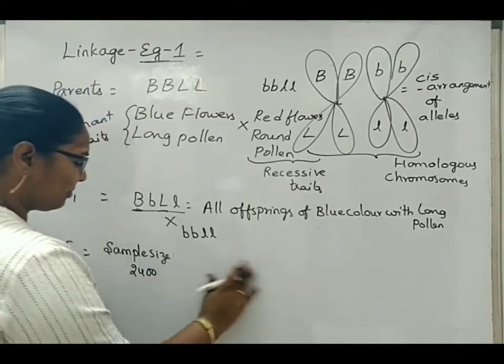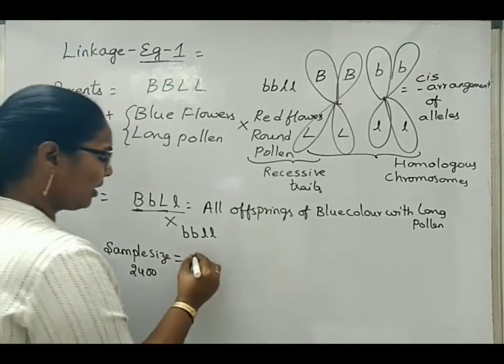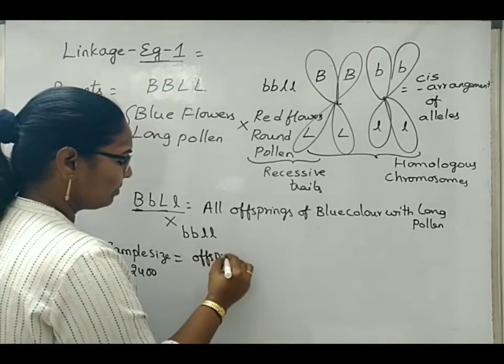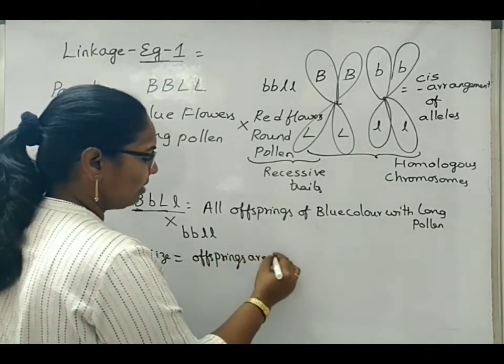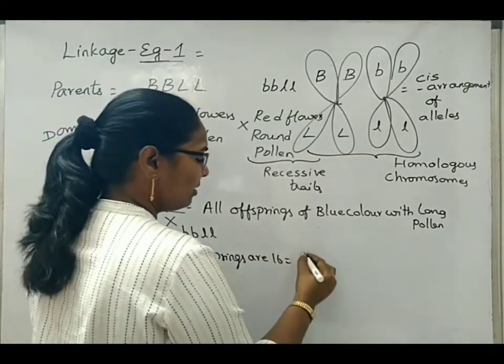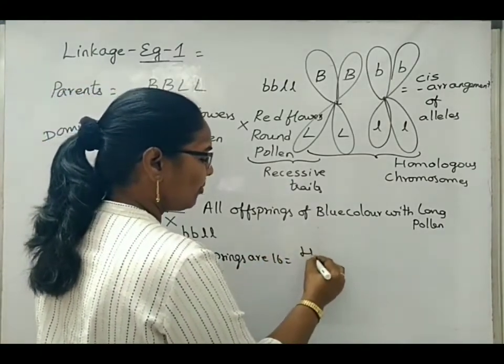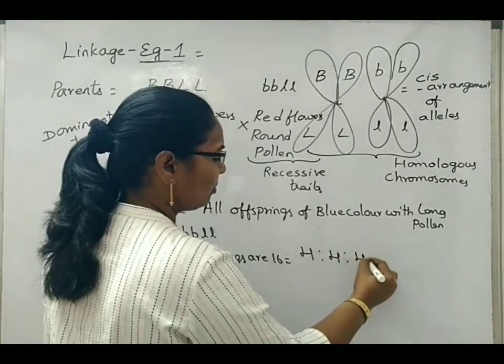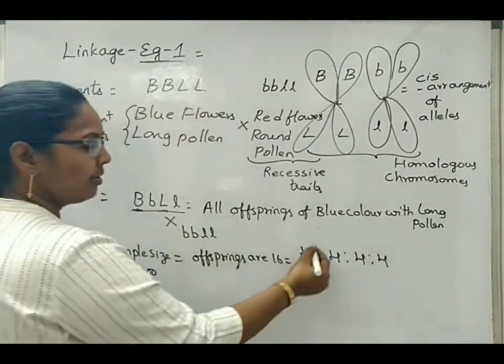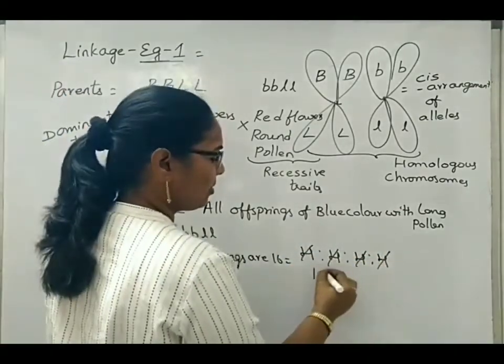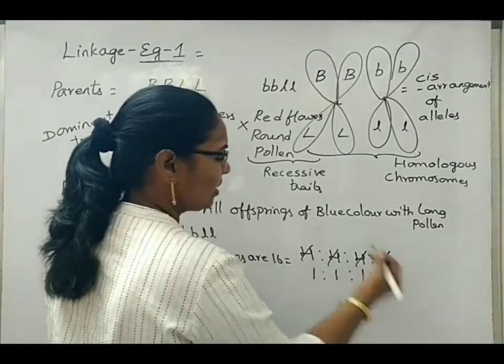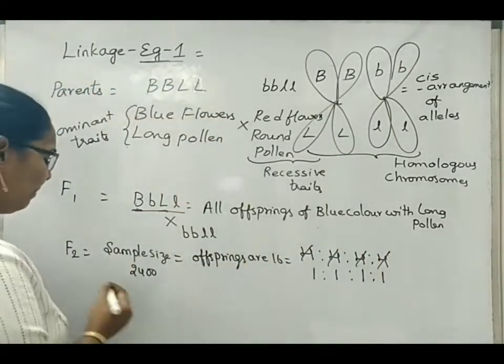Okay, offsprings are 16. Then the test cross ratio is 4:4:4:4. When we simplify this, the ratio is 1:1:1:1.